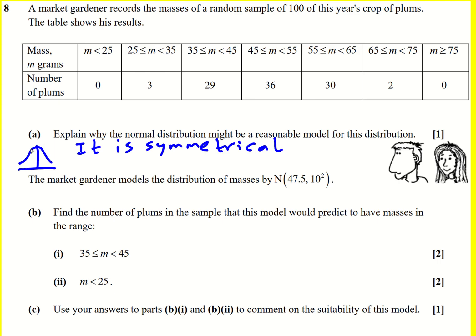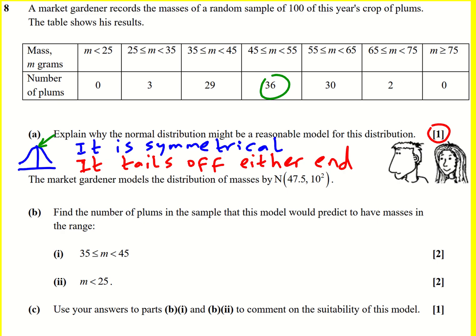Okay, another thing is that a normal distribution tails off, it goes to 0, and you can see that happens here. So that would be another good answer. It tails off at either end, or it goes to 0 at both ends. And that would definitely be enough. Another thing you could say is that you definitely have the highest number around the mean, like in the middle, which you can see from here.